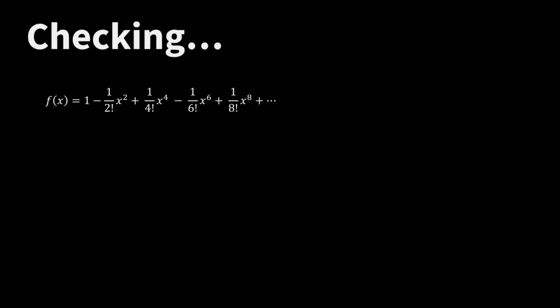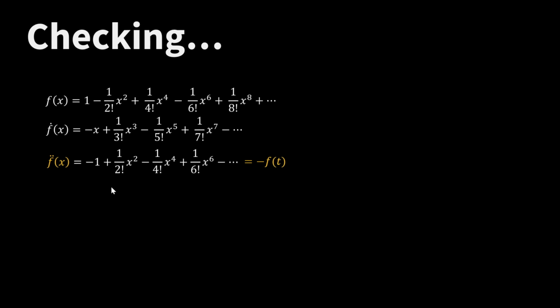Let's now check whether the two polynomials solve our original differential equation f double dot equals minus f. To do this, we need to differentiate twice. This is the real polynomial. Differentiating once yields this polynomial here. This is what we get when you differentiate another time. When you look closely, you can see that this polynomial equals this polynomial times minus 1. So we have exactly what we want, f double dot equals minus f.